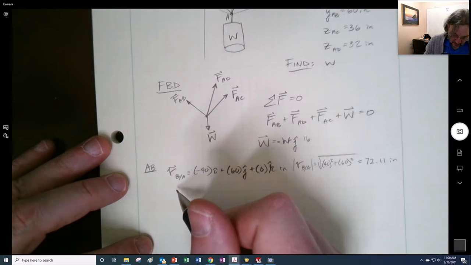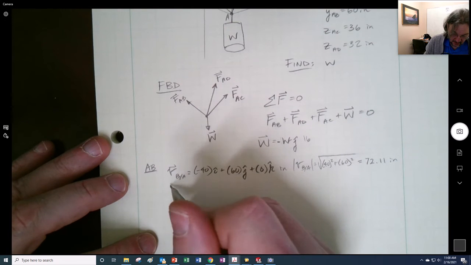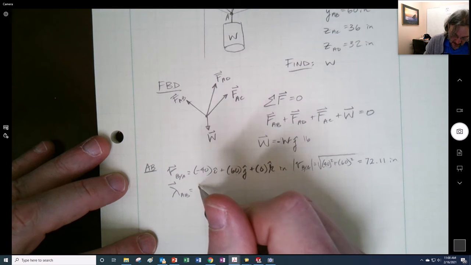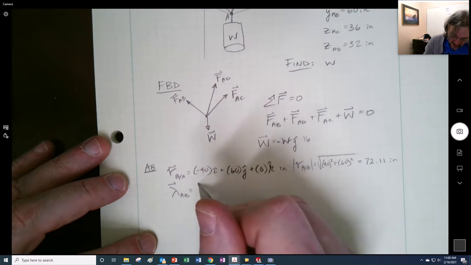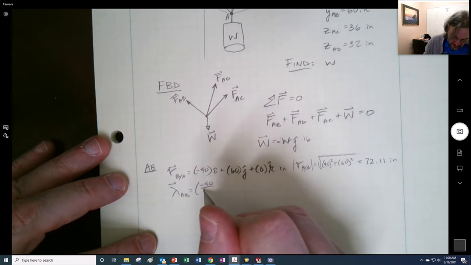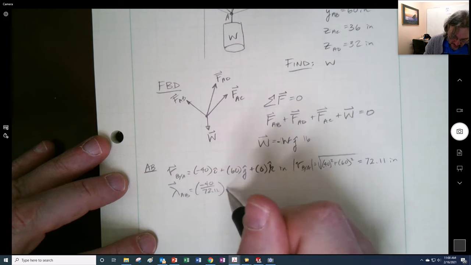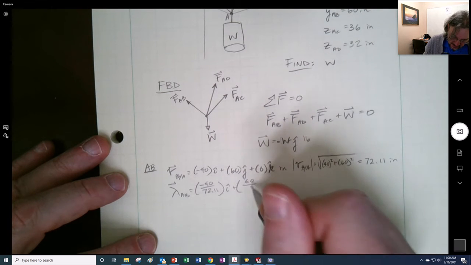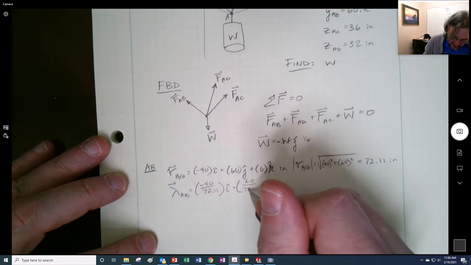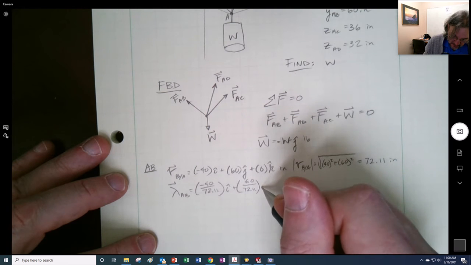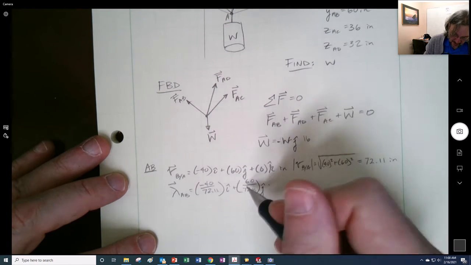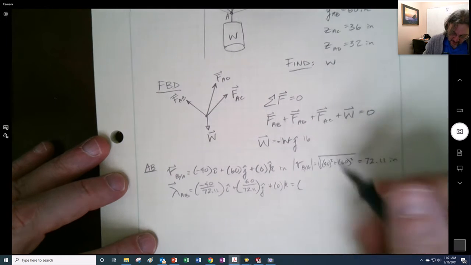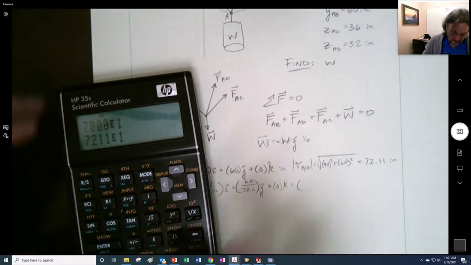So if I'm going to have my direction cosine, I'm just going to call that lambda AB, and that's going to be negative 40 divided by 72.11 I, and 60 divided by 72.11 J, and then I don't need to write out the rest, just 0K, but I'll put it in there. So here's my direction cosine.